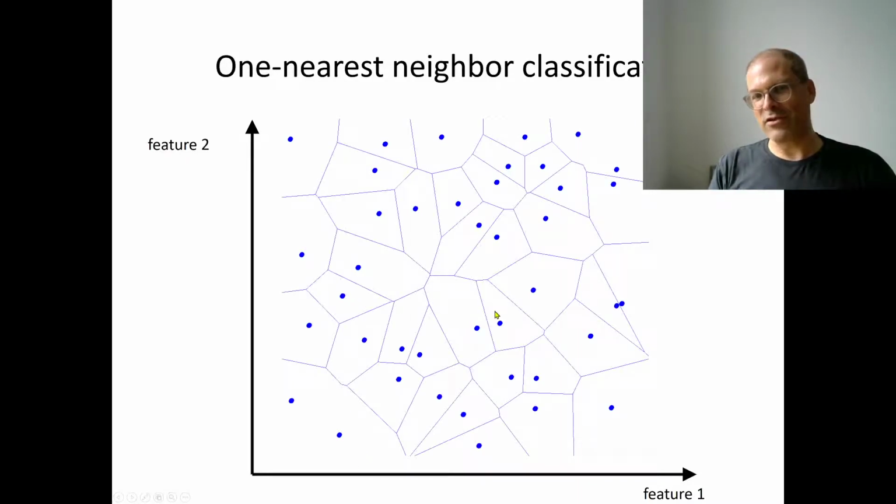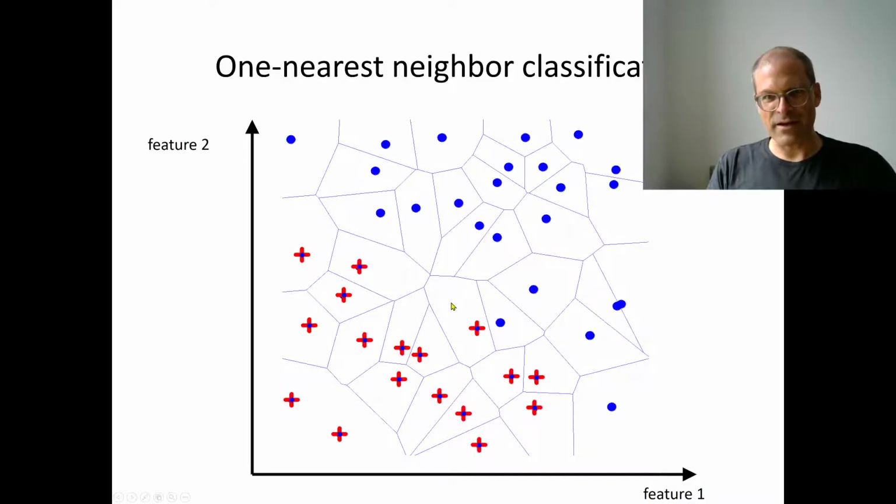I can then partition my feature space according to which is the closest observation. This is a Voronoi tessellation. And then I can remember the labels that I had. And if I now get a query, such as here, so I have measured this value for feature 1 and I've measured that value for feature 2. Which class is it? The red class or the blue class?